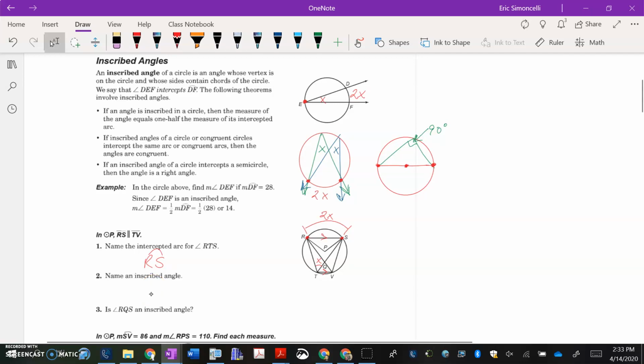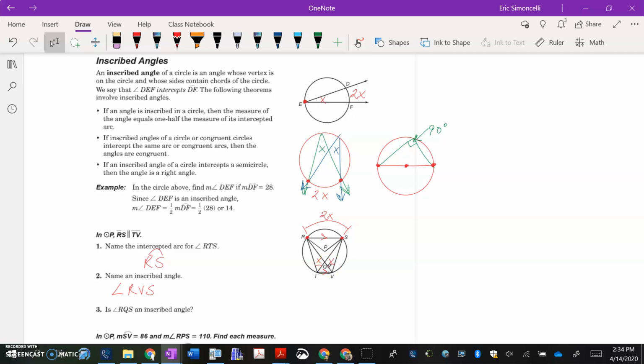Number 2, name an inscribed angle. So there's a whole variety of inscribed angles here. We already know angle RTS is one example. We can go as far as to maybe also say angle RVS, just to make a connection to the second theorem up above. It should make sense then that because angle RTS and angle RVS share the same arc, RS, that angle RVS is also X. So it would be a connection back to theorem 2 if we wanted to draw that connection.